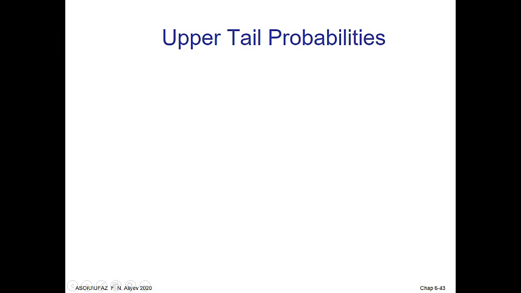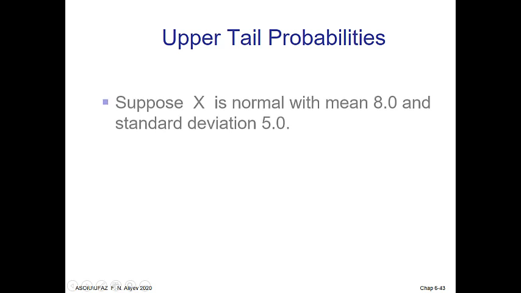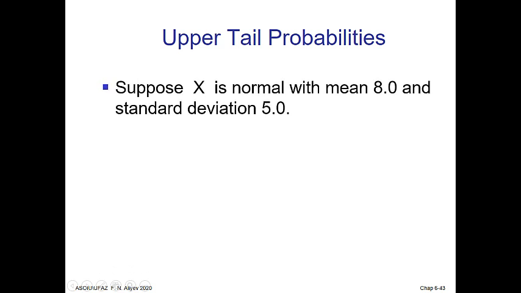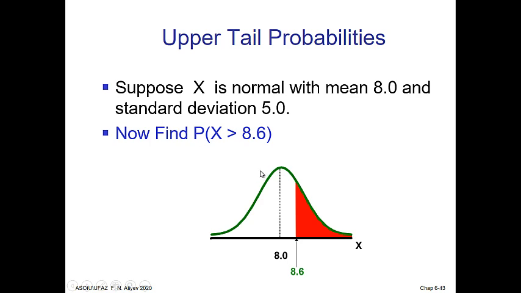Sometimes we need to calculate the right side area. We also call it upper tail probabilities. Suppose again we have X which is normally distributed with mean 8 and standard deviation 5. What is the probability of X more than 8.6? In the previous example we considered less than 8.6, but here more than 8.6. Again we will do the same procedure to calculate the probability.